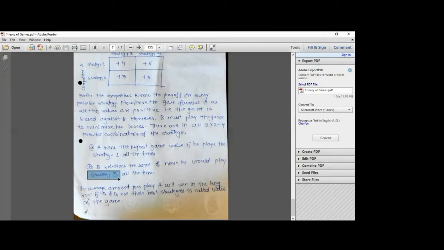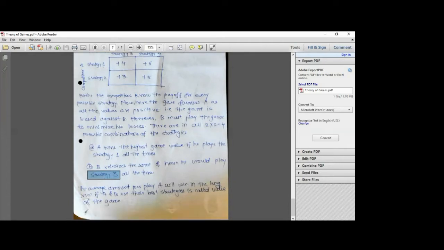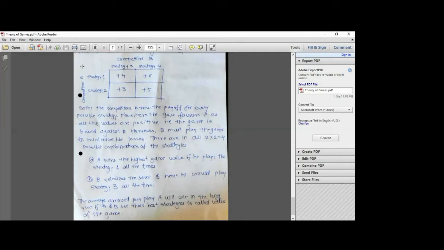right? Now this particular matrix, if I'm going to consider this particular matrix, now what is going to happen is that the average amount per play A will win in the long run, if A and B use their best strategies, is called the value of the game, right? So now, irrespective of what is happening, A is going to win this particular game. So this I have taken only for the example, but the numericals that we are going to see will be somewhat different.